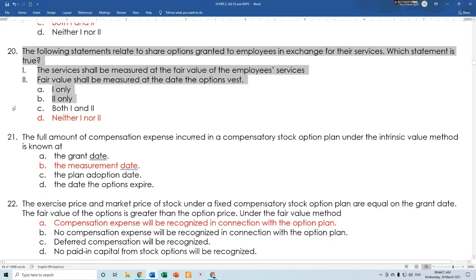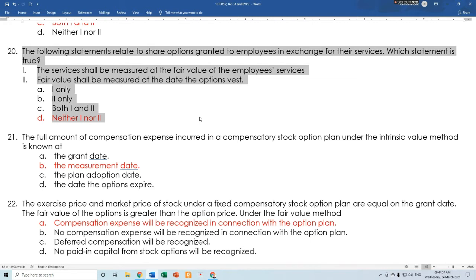20. The following statements relate to share options granted to employees in exchange for their services. Which statement is true? The services shall be measured at the fair value of the employee's services. Mali. Diba? We cannot use the employee services or the amount we pay dun sa employees as the fair value because that is an insider or basically a service that is under a contract for employer relationship. So that is not a fair value.